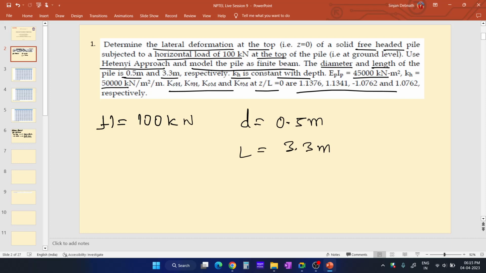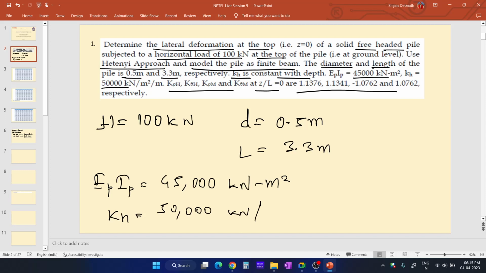KH is constant with depth. EpIp, that is the flexural rigidity, is 45,000 kilonewton meter square. And KH is the horizontal subgrade modulus. It is 50,000 kilonewton per meter square per meter. And then the values of the coefficients I am not writing now. I will refer to them later on. So these are all the data that are given in the question.